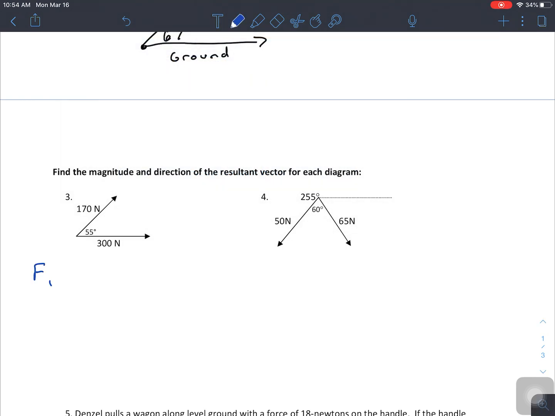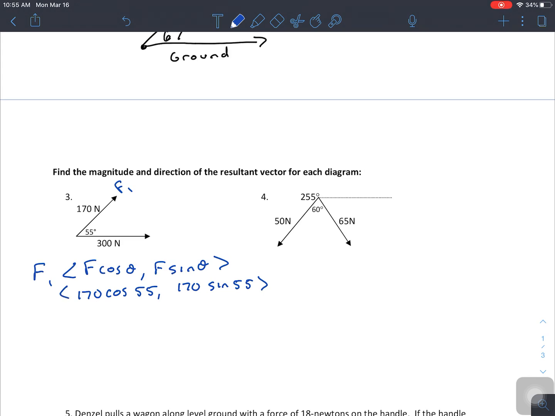For force one, we're going to set up the vector of the force with the horizontal component and the vertical. We'll call this one up here force one. The force is 170 newtons. The horizontal component is 170 cosine of 55 degrees, and for the vertical component, 170 sine of 55 degrees.